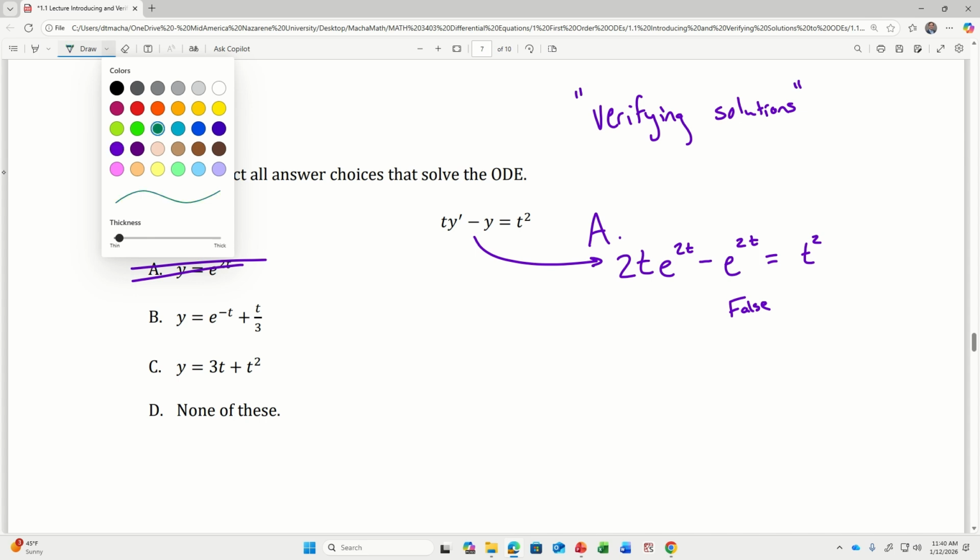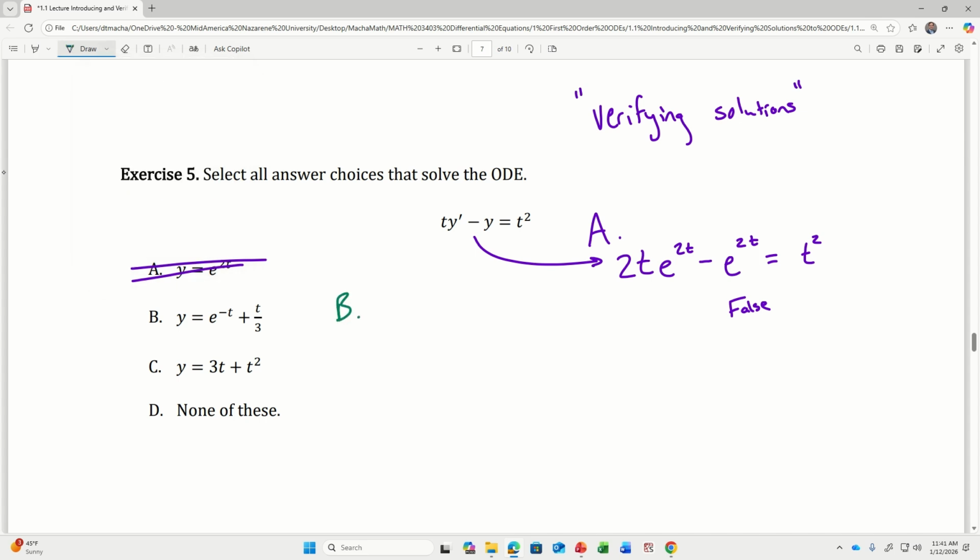The next thing we try, maybe choice B. And for choice B, write down the ordinary differential equation, but what is y prime this time? Is that true? When I look in green, is the left side of that equation really equivalent to the right side? No. So it's not B.